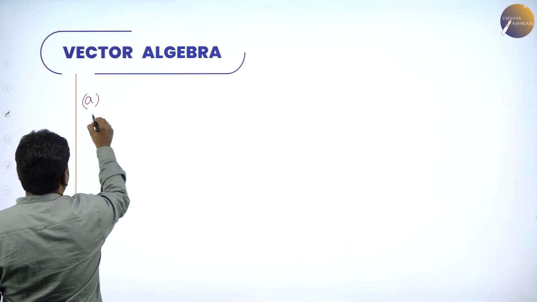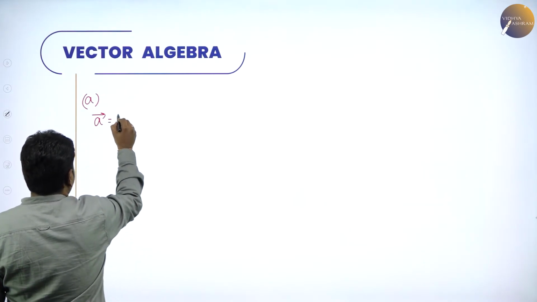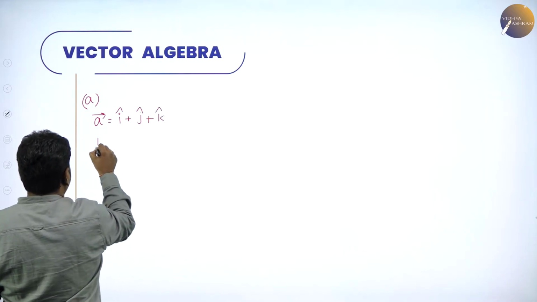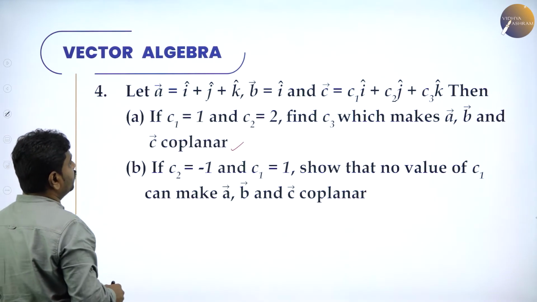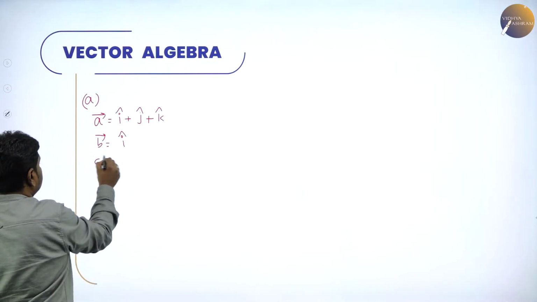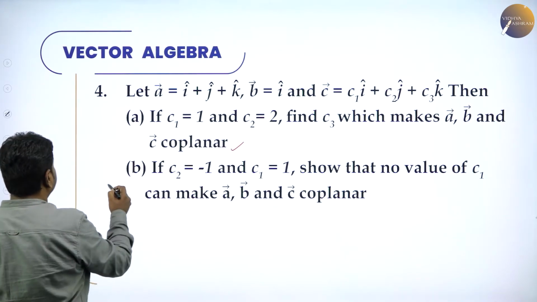So vector A is given. What is vector A? It is i cap plus j cap plus k cap. Vector B they gave. What is vector B? Vector B is just i cap. Only i cap is given. Vector C they gave: C1 i cap, C2 j cap, C3 k cap.